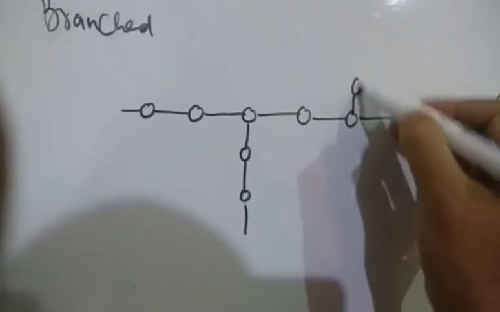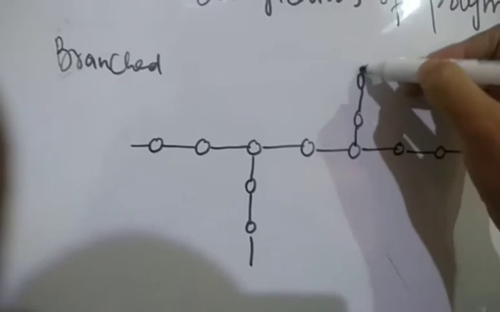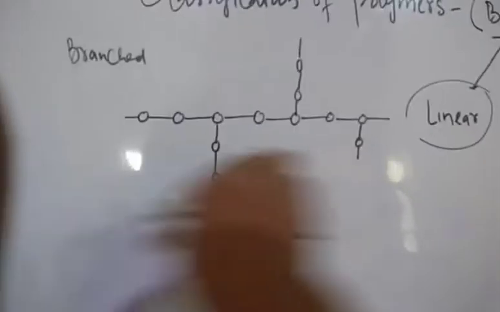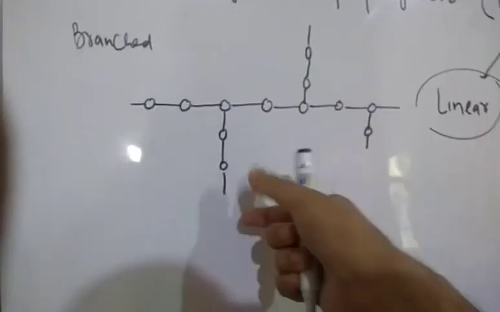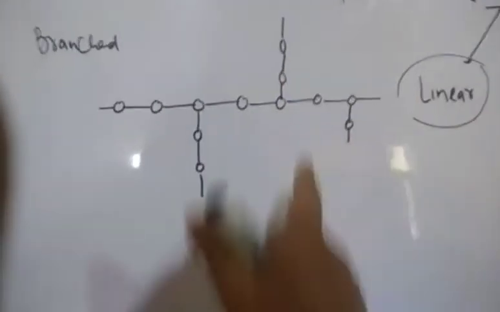Some of the monomers get arranged in the form of branches, and these branches can be of varying length. Sometimes a branch can be long, sometimes it can be short. So in the branched polymer, we have a linear polymeric chain, and on that linear chain, monomeric units form the branches. So this is a branched polymer.